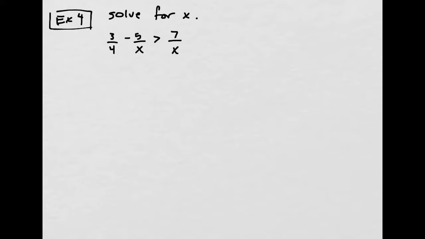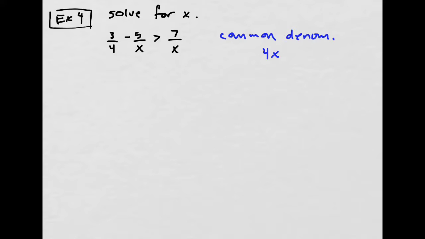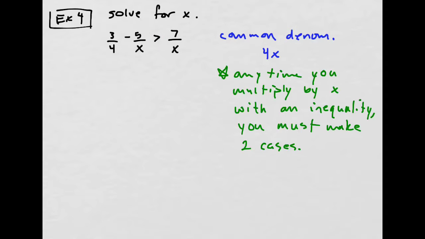But the first thing I'm going to do is clear the fraction, multiply by a common denominator. So the common denominator here is 4x. But when I figure out the answer, x could be a negative number or a positive number. I don't know which one. So I have to make two cases here. This is the tricky one. Anytime you're multiplying by x with an inequality, you have to make two cases.